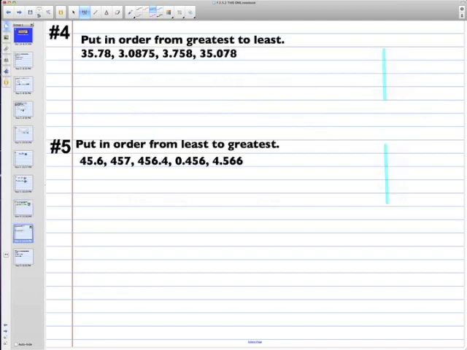Now it's your turn. For numbers 4 and 5, copy the problems into your math notebook using the decimal place value method, and then make sure you read the directions carefully to put them in the correct order. Press play when you're ready to check your work.